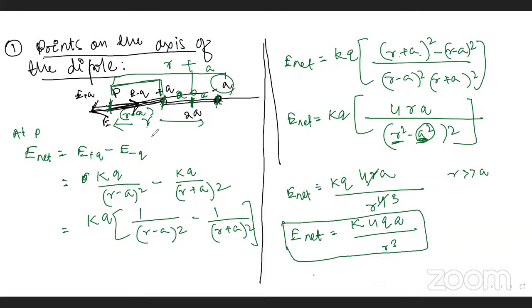Or in vector form, you can write that the net field will be along the direction of the dipole. The dipole direction is negative to positive, which we represent as P cap. So we write E net, direction K, and we can also replace K by 1 over 4 pi epsilon naught, so 4QA over R cube P cap.